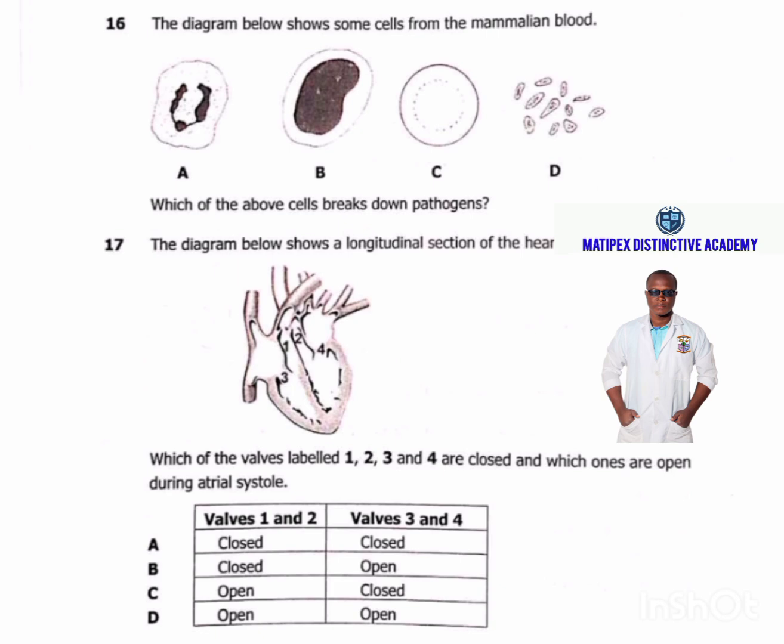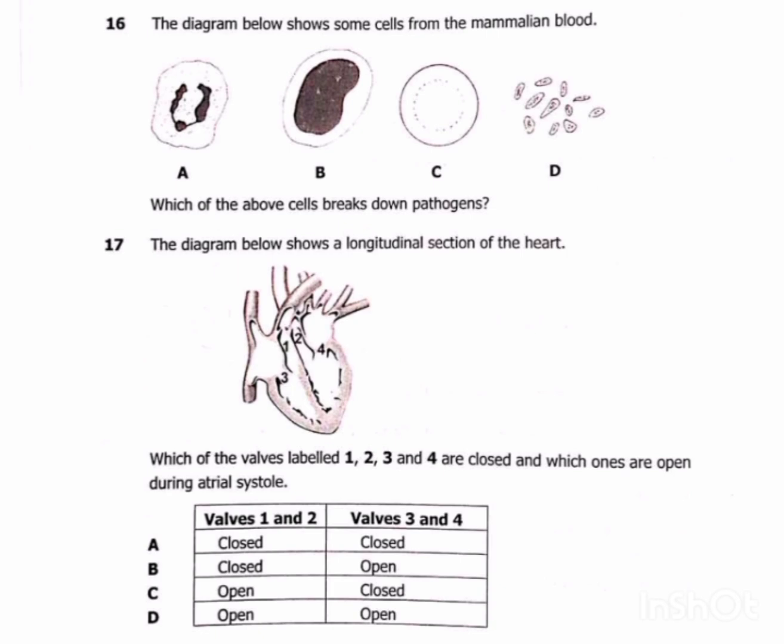So A is the phagocyte white blood cell. B is the lymphocyte white blood cell. C is the red blood cell. And D are platelets. So the question is, which of the above cells breaks down pathogens?